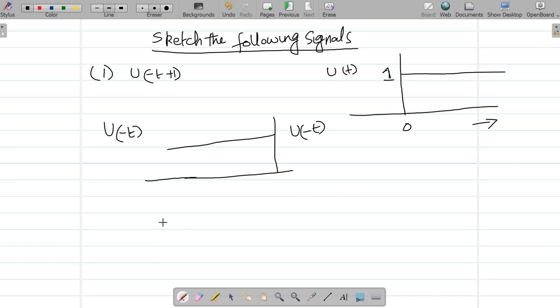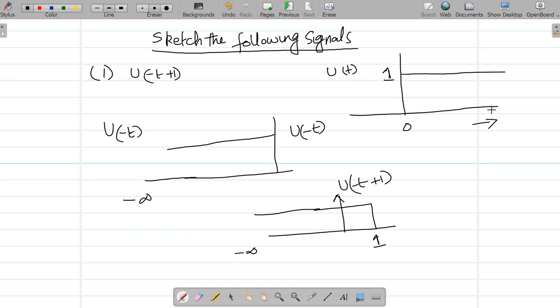Then I will have to advance it by 1 unit. When I advance this by 1 unit, it becomes like this. So it is minus t plus 1. This is what I will get. This is 1. So we have derived the signal. This will extend to negative infinity, and here it will extend towards positive infinity.